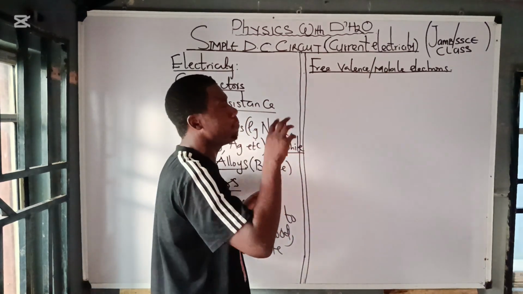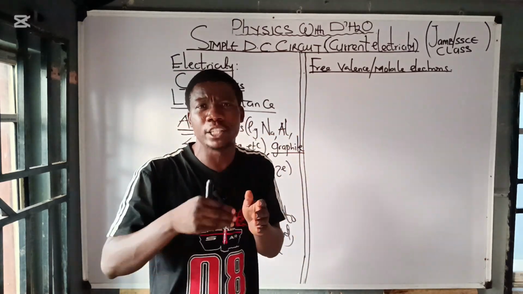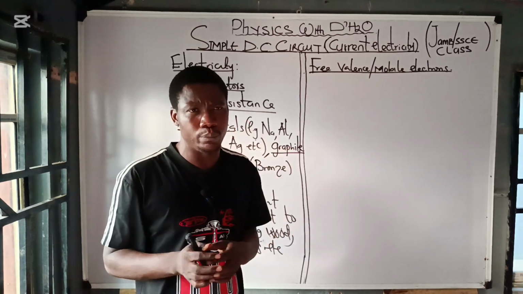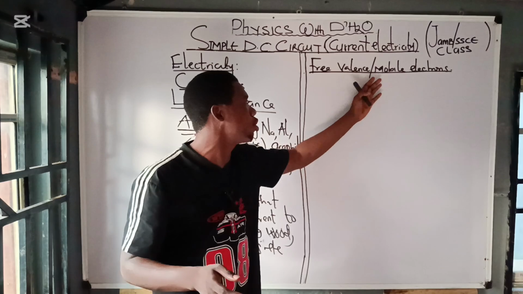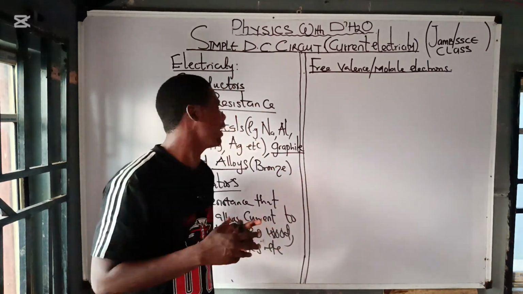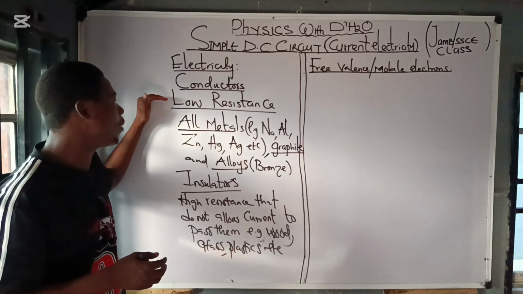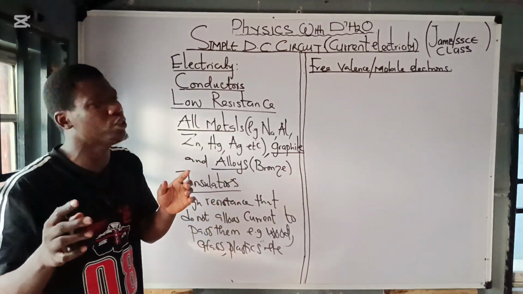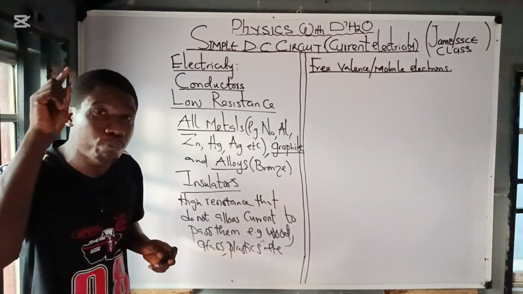For instance, among the allotropes of carbon, we have diamond and graphite. Graphite is a good conductor. Why? Because it has free valence or mobile electrons. But diamond is an insulator because it does not have free valence or mobile electrons. So understand these two terms, the conductor and the insulator.